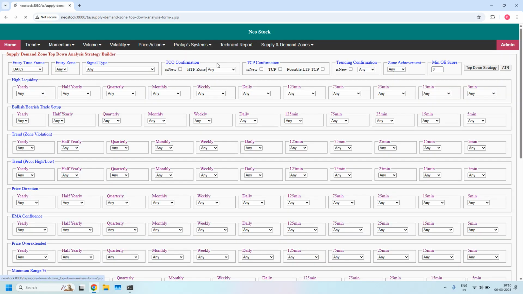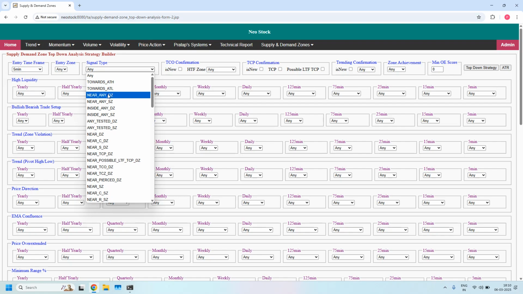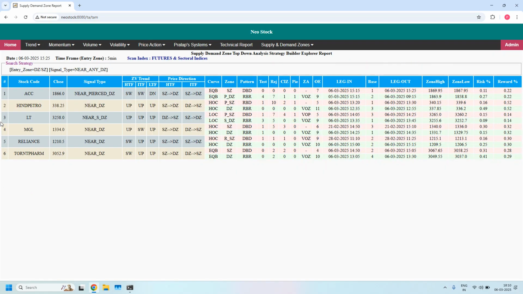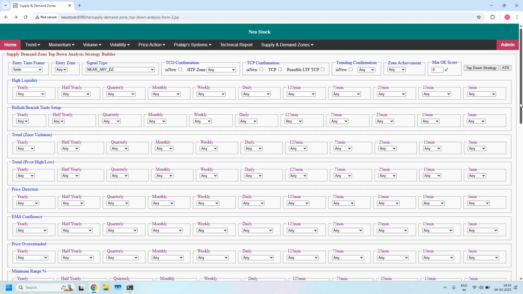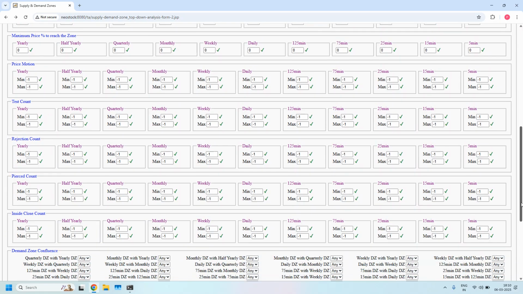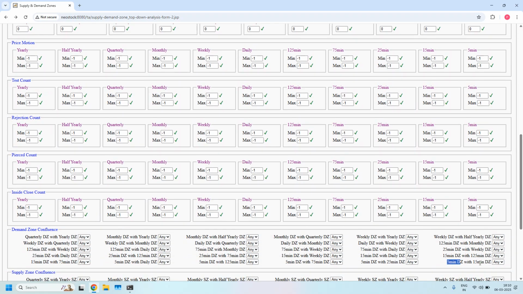Okay, next time frame is 5 minutes. Stocks near 5 minutes demand zone. We got 6 stocks. Out of these 6, how many 5 minutes demand zones are having ITF demand zone confluence? That is 5 minutes and 15 minutes demand zone confluence. So I am enabling that filter.